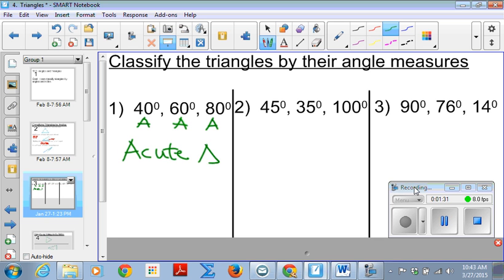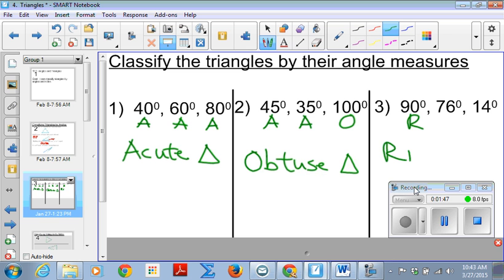I'm just going to abbreviate it by doing that. Number two, we have an acute angle here, and then an obtuse angle here. So by definition, that gives us an obtuse triangle. And the last one, when we see the right angle right here, we can stop. We know that makes a right triangle.